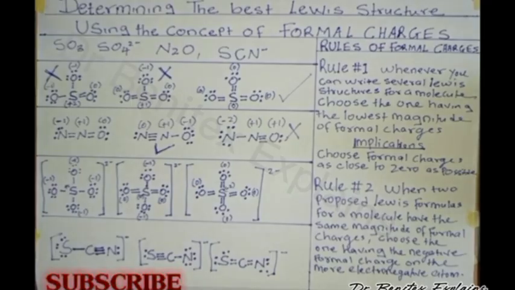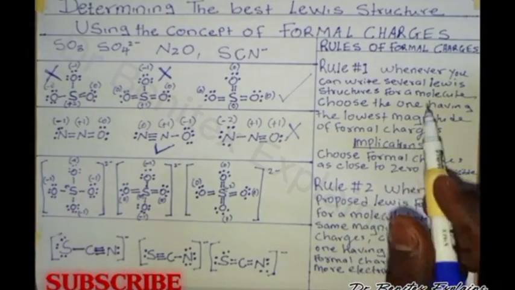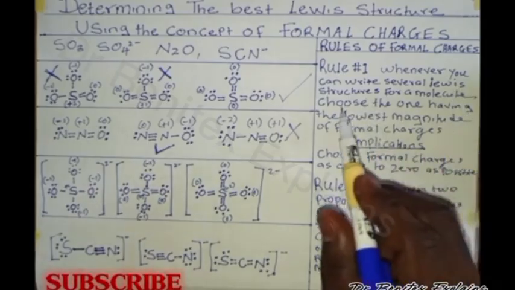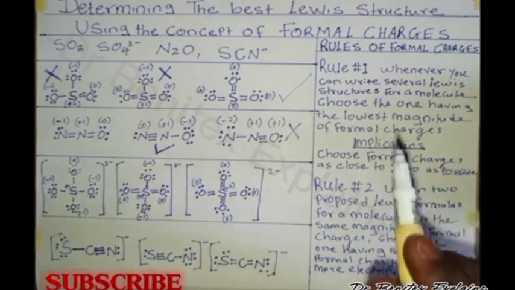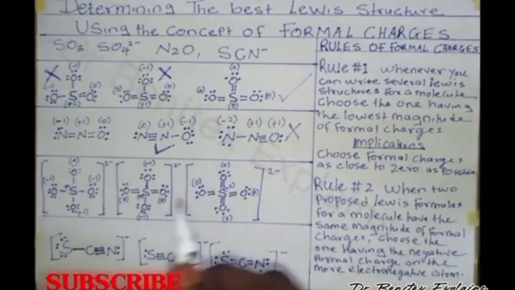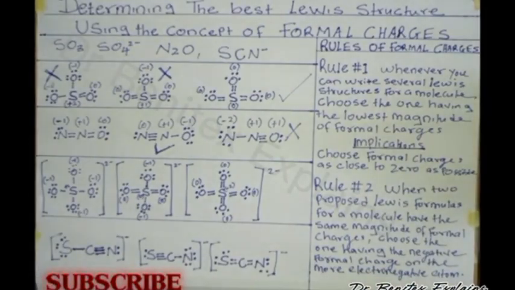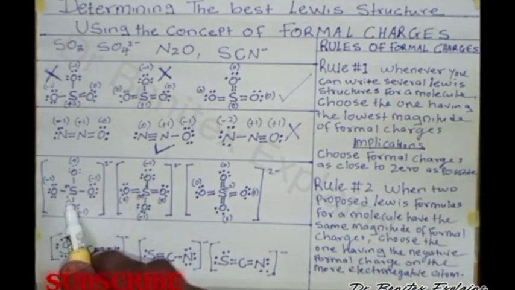Okay. All right, so I have the formal charges for all the atoms here. So let's use our rules now to decide which of the Lewis structures is correct. From the rules of Lewis structures, whenever you can write several Lewis structures for a molecule, choose the one having the lowest magnitude of formal charges. Now, in terms of magnitude, I don't have any reason to select this one because this one has a +2 formal charge on the sulfur.